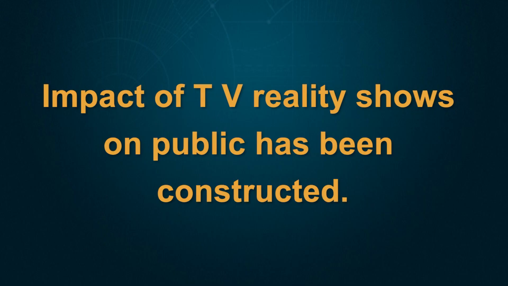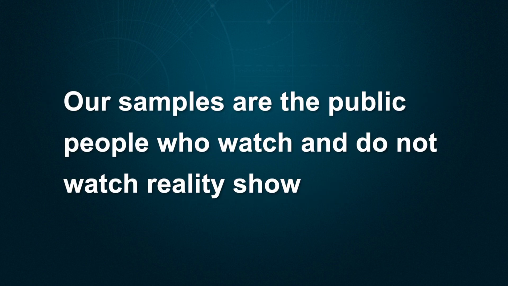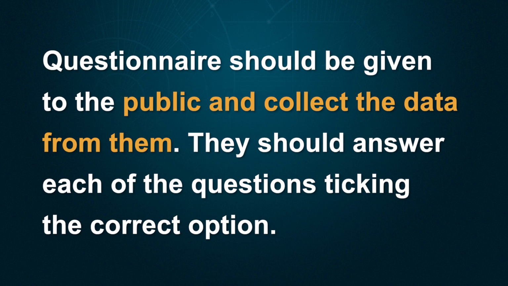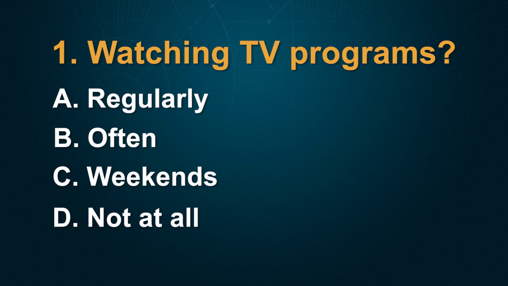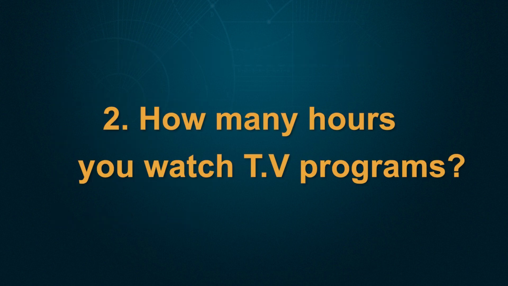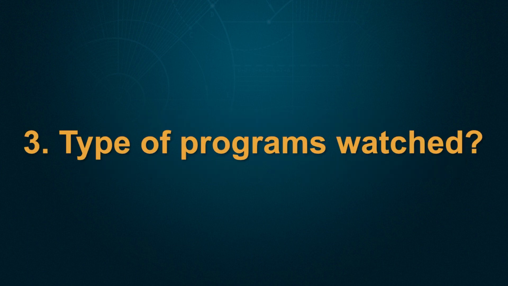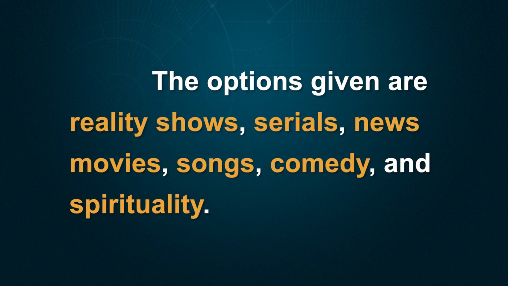Following the above guidelines, the questionnaire for the topic Impact of TV Reality Shows on Public has been constructed. Our samples are the public people who watch and do not watch reality shows. The questionnaire should be given to the public and data collected from them. They should answer each of the questions by ticking the correct option. The first question in the questionnaire is about watching TV programs. The options given are regularly, often, weekends, and not at all. The second question asks how many hours you watch TV programs, which is an open-ended question. The third question asks about the type of programs watched. The options given are reality shows, serials, news, movies, songs, comedy, and spirituality.